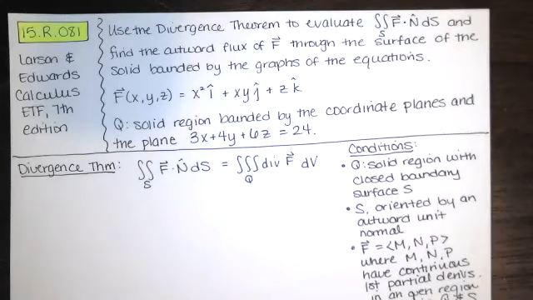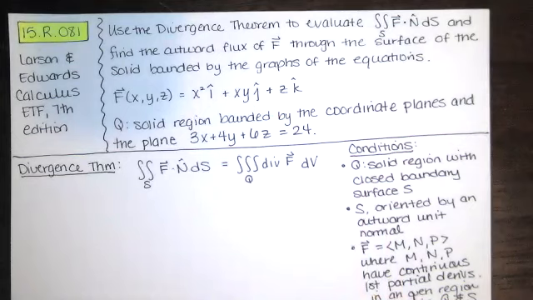In this video, we solve problem 15.R.081 from the Larson and Edwards Calculus Early Transcendental Functions text, 7th edition. We're asked to use the divergence theorem to evaluate the flux integral and find the outward flux of F through the surface of the solid bounded by the graphs of the equations.